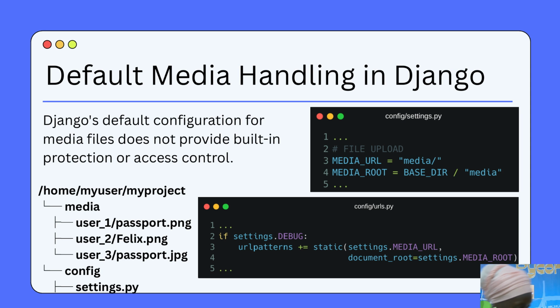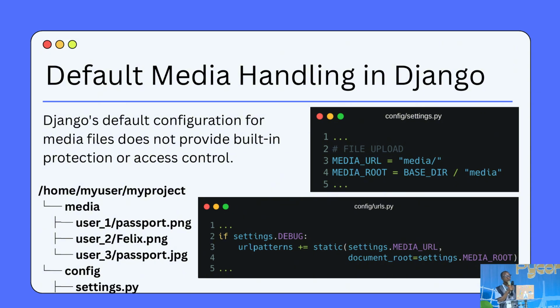I'm on this slide. So on the left part of the slide, you are going to see a directory structure. In this directory structure, you can see the media directory. In this media directory, you can see user one folder, user two folder, user three folder. In user one folder, there's a file which is passport.png, user two has felix.png, and user three has passport.png. The way file upload works in Django is that by default, the name of the file that the user is uploading is where it's going to be stored on the server. Or if you are using a cloud service provider, that's where it's going to be stored in your bucket or your container, as the case may be.